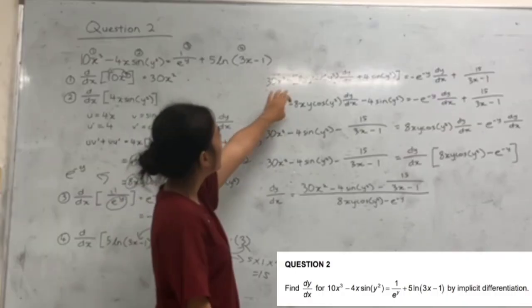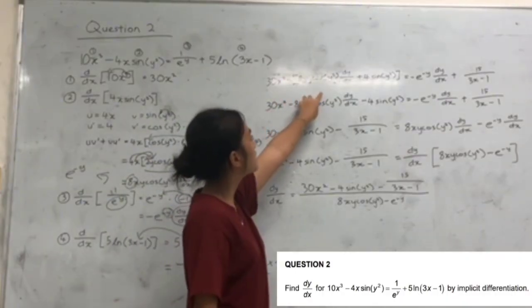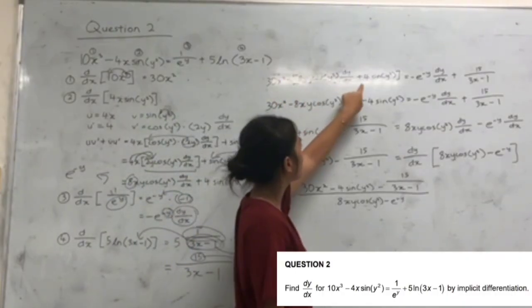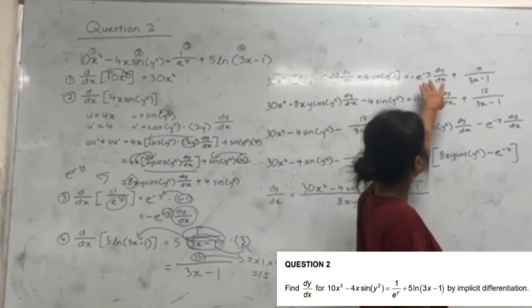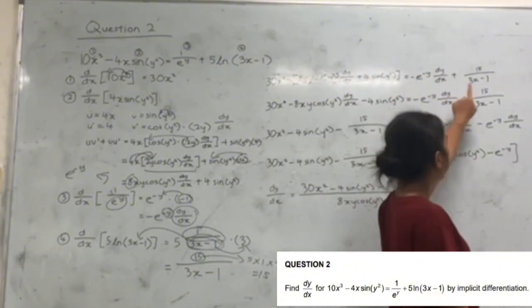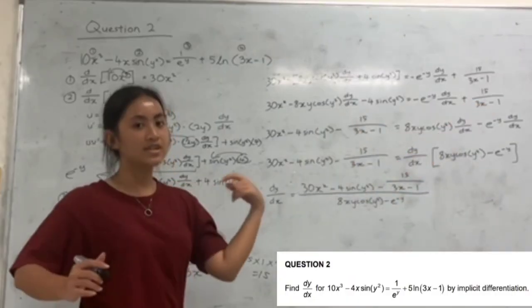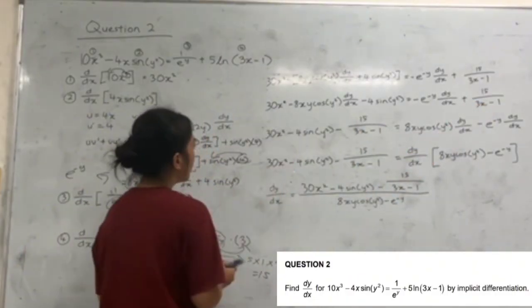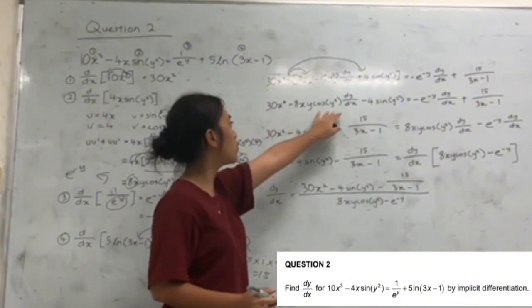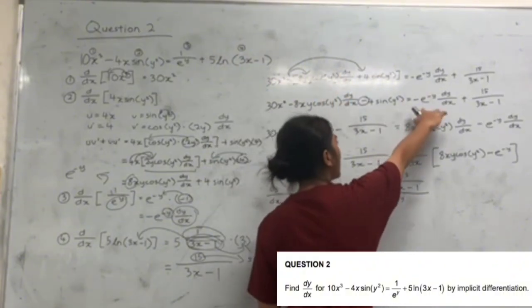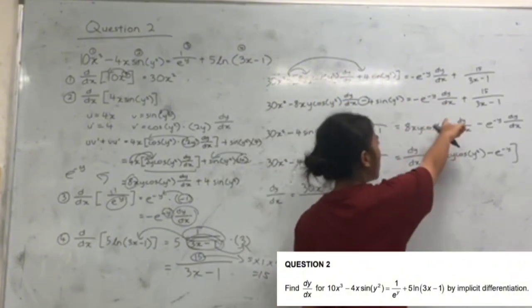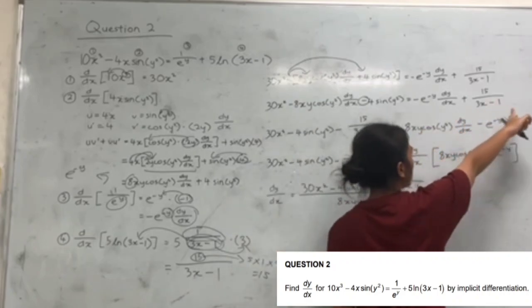30x squared minus 8xy cos y squared dy dx minus 4 sin y squared equal to negative exponent power of negative y dy dx plus 15 over 3x minus 1. Then we just need to solve it. 30x squared minus 8xy cos y squared dy dx minus 4 sin y squared equal to negative exponent power of negative y dy dx plus 15 over 3x minus 1.